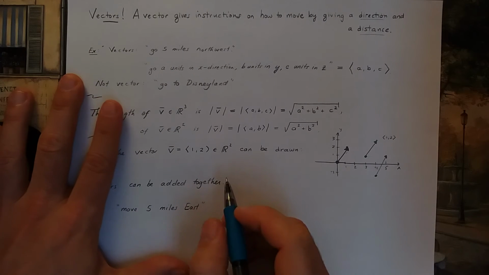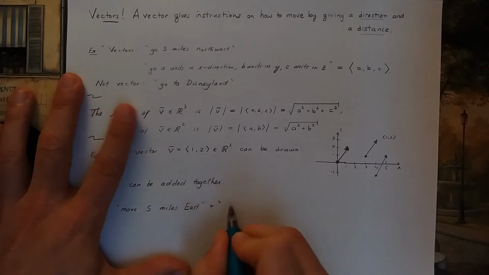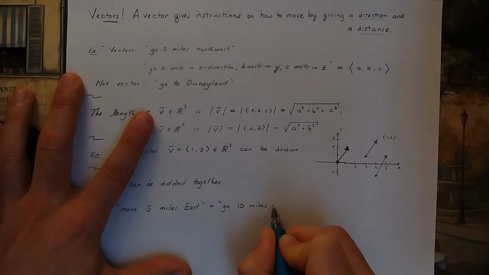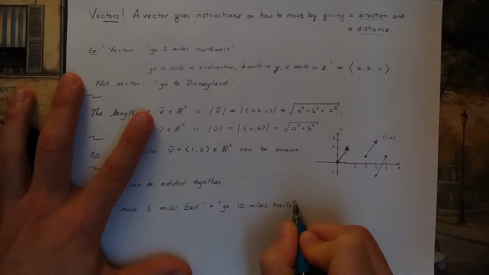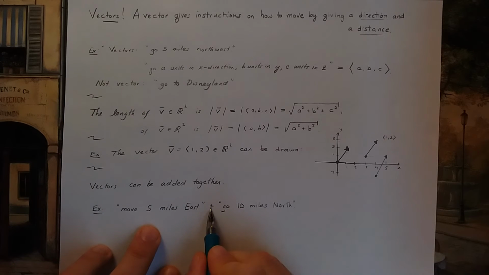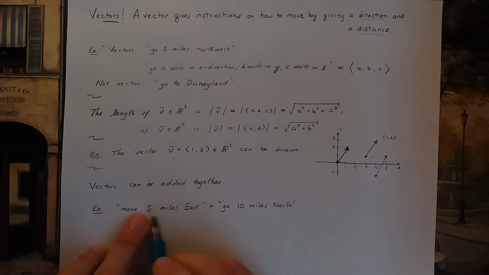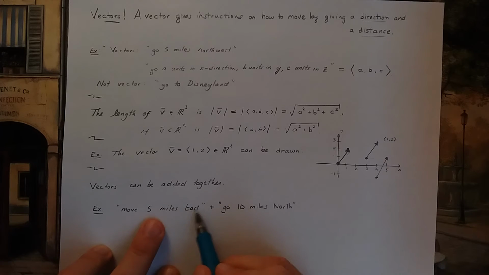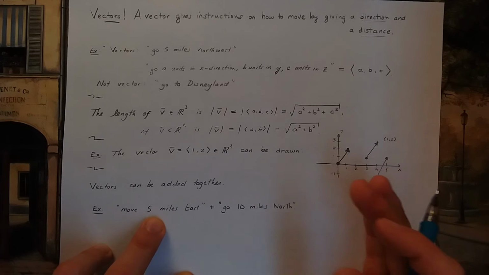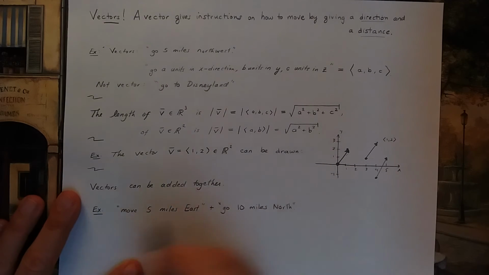And then what if I added that to the vector, go 10 miles north? Another vector. When you add 2 vectors, what you're saying is, do the first set of instructions, and then when you're done with that, follow the next set of instructions. So you do one after the other. That's just vector addition.